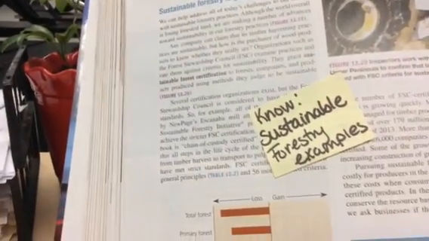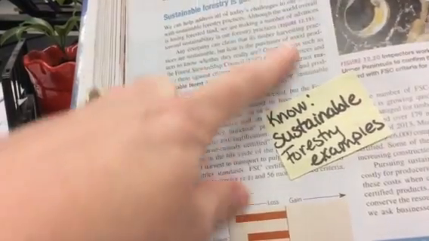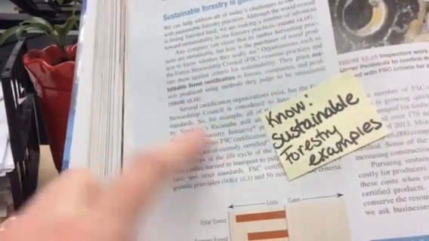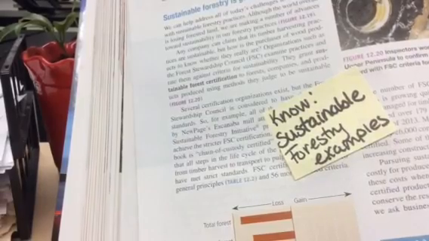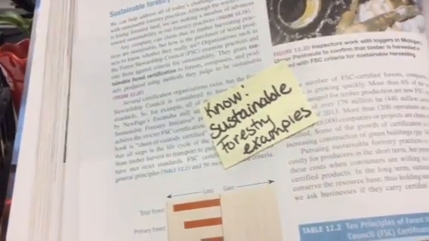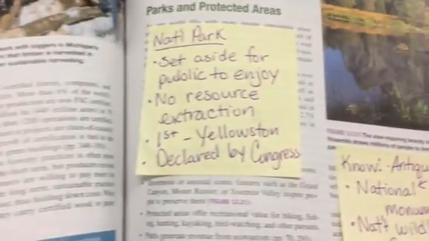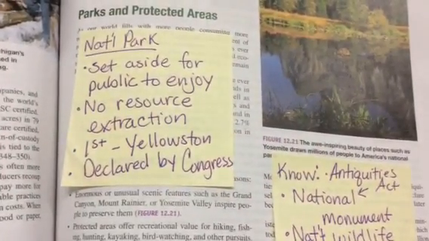Page 322, we have some sustainable forestry examples, and it just sort of explains it here. Just be able to understand how sustainable forestry and certifications work. Now let's go on to national parks on page 323.